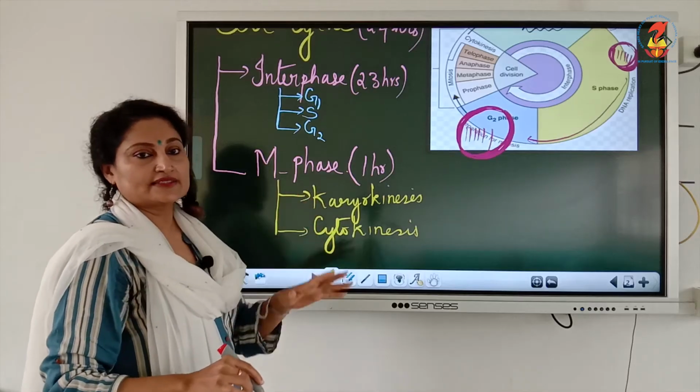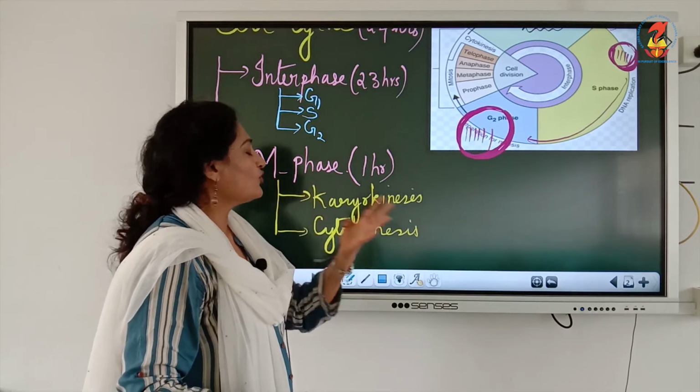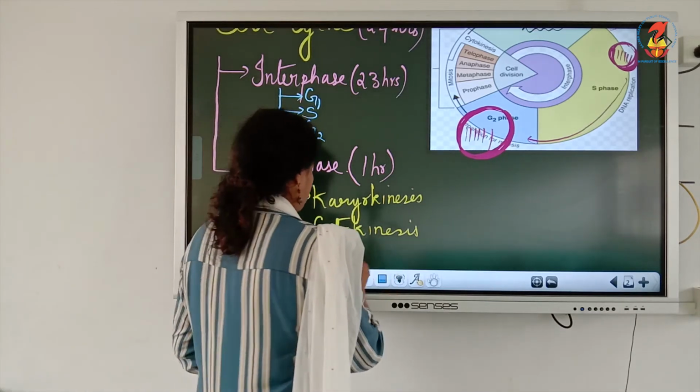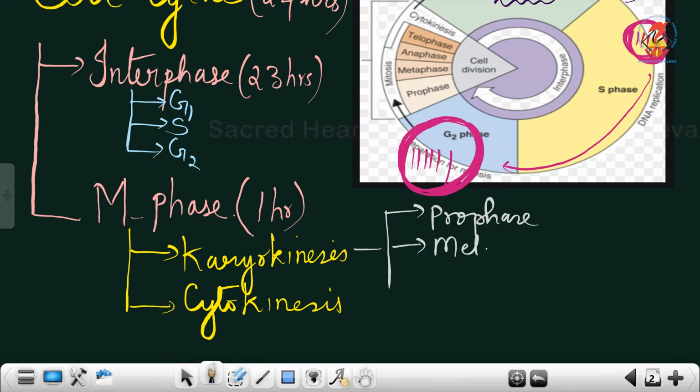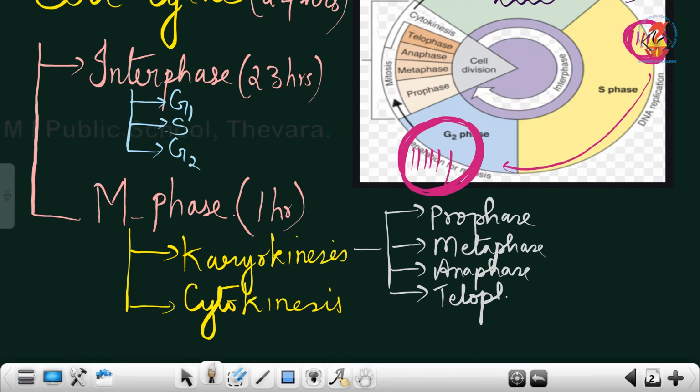Now karyokinesis involves 4 stages. They are prophase, metaphase, anaphase, and telophase. And after telophase, it moves to cytokinesis.